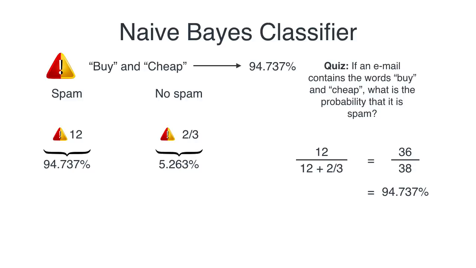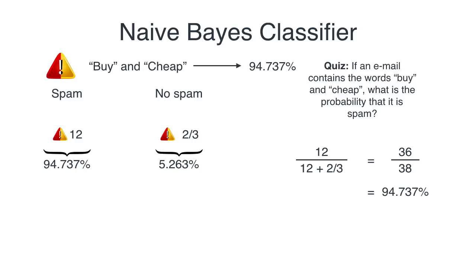So the naive Bayes classifier basically is a combination of Bayes theorem and the naive assumption that two events are going to be independent when they may not be. But that naive assumption makes the math much, much easier. So let's do a little summary.